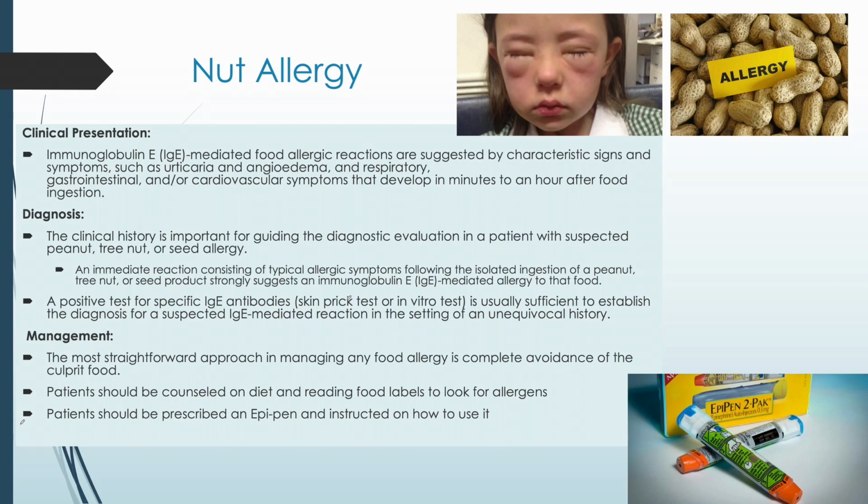So it seems pretty simple, right? You just avoid the nuts, but nuts are in everything, and there are a lot of hidden places that can be detrimental to kids. The way that we diagnose it, we can do skin prick tests or other blood tests to establish a diagnosis. The most straightforward approach in any food allergy is complete avoidance, but like we said, it can be challenging. Patients and parents should be counseled on diet, reading food labels, looking for allergens, and patients should always have EpiPens and should be instructed on how and when to use it.